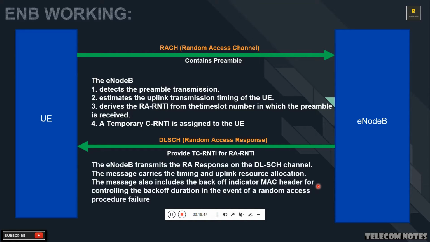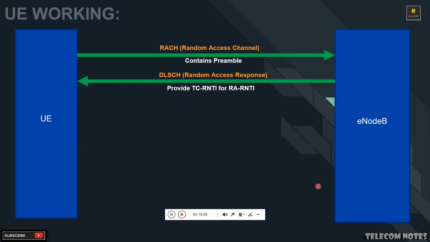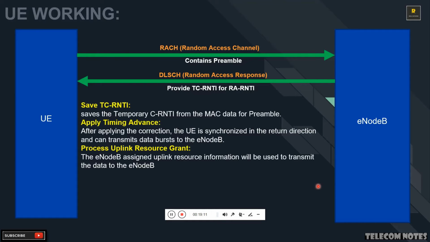So the E node B transmits the random access response on the DLSCH channel. The message carries the timing and uplink resource allocation. The message also includes the backoff indicator MAC header for controlling the backoff duration in the event of random access procedure failure. So after these two messages, what will the UE do? The UE saves the temporary CRNTI, that is cell RNTI, from the MAC data for the preamble.